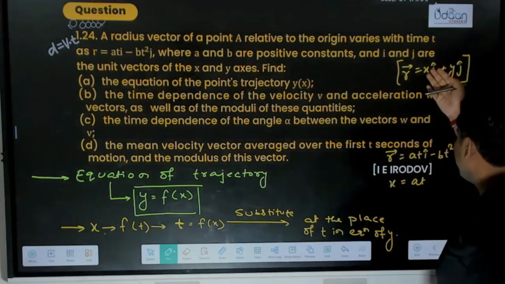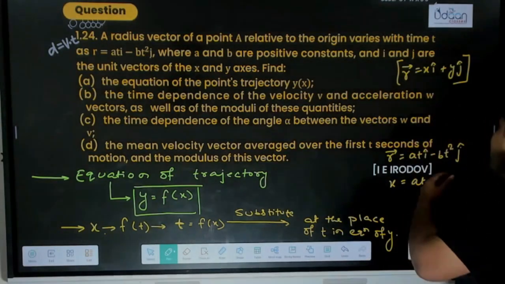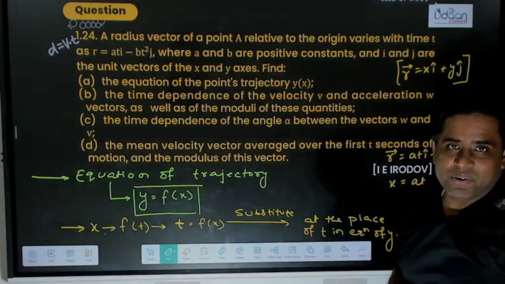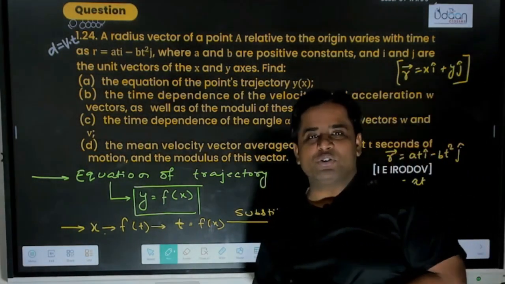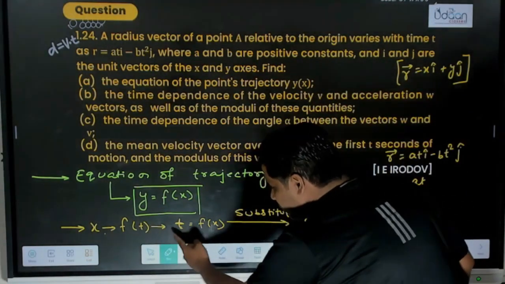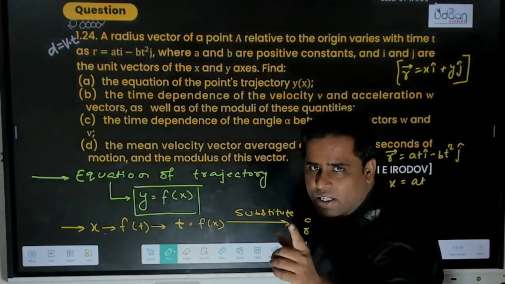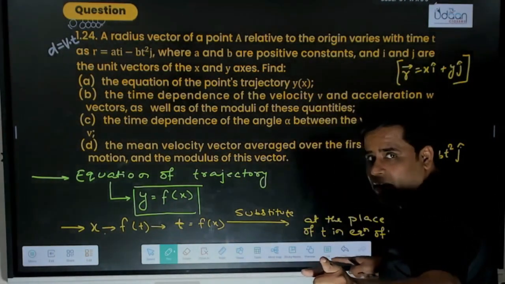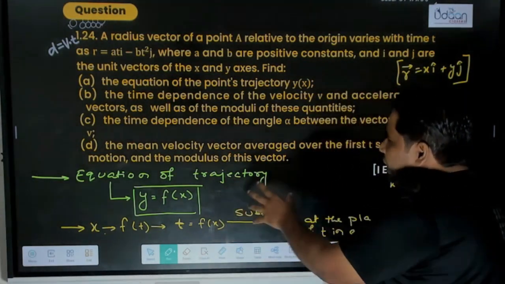So at the place of x, what has been given in the question? At. And at the place of y, what has been given? Minus bt square. Oh my God. Depending upon this, don't you think that we can solve the question? Definitely yes. We are just going to follow this particular method and we will find the answer. Definitely I promise you that if you follow this way, this step, it will be very helpful for you to find the equation of trajectory.